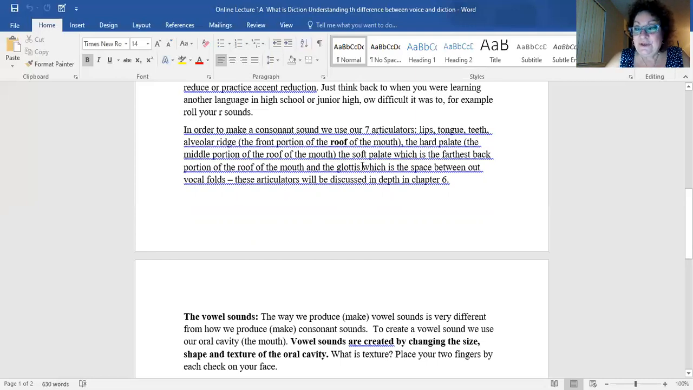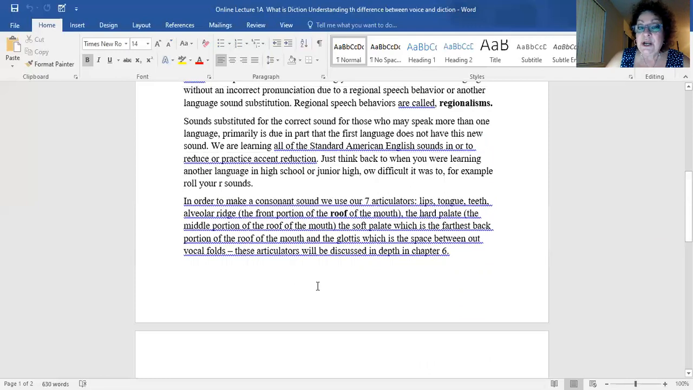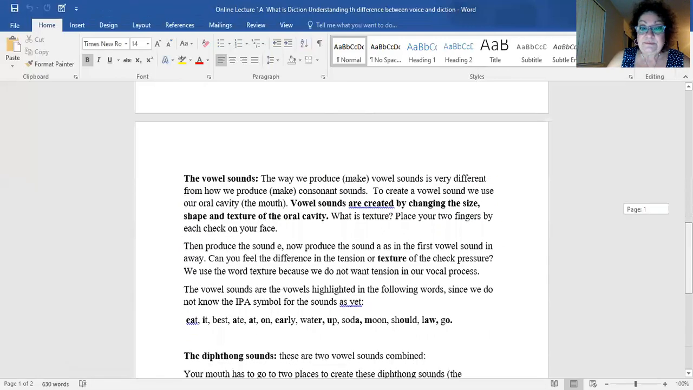Please don't put your finger down your throat. But if you produce g and k, you could feel the farthest back portion of the roof of the mouth. So we're going to expand upon this when we talk about accuracy in articulation with consonant sounds. But at this point, this is what you need to know. To have effective standard American English, we need to know that to produce consonant sounds, we have to understand how the consonant sound is produced according to the 7 articulators.